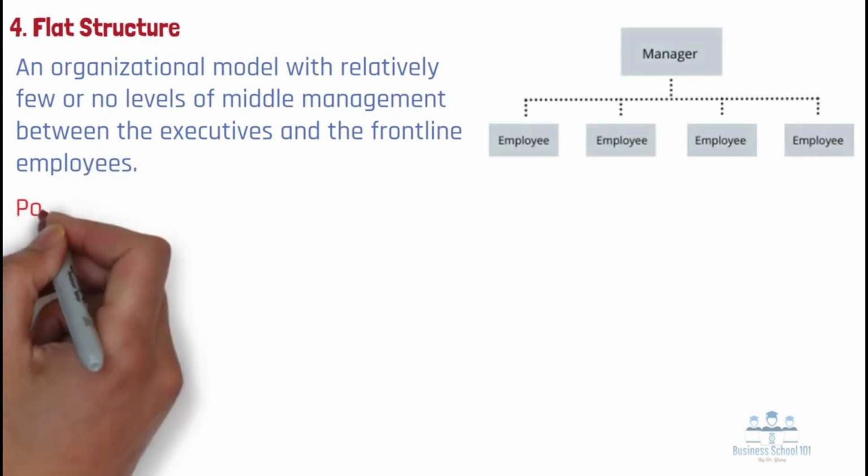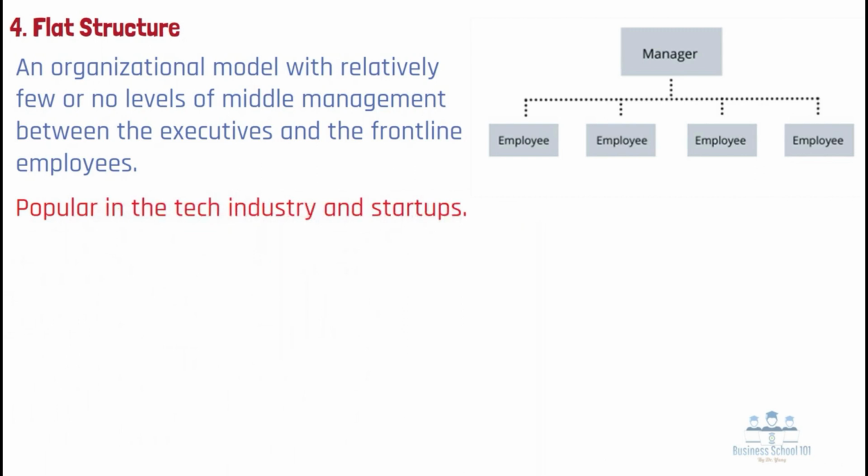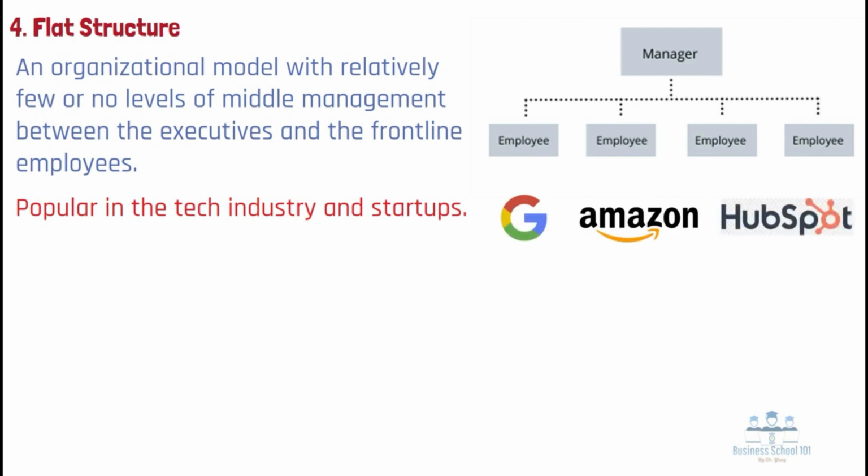This organizational structure is common in the tech industry, which is home to many small startups with flexible work arrangements. Some examples of companies that have adopted a flat organizational structure are Google, Amazon, and HubSpot. These companies share a common value in employee empowerment and satisfaction. They also operate in extremely fast-moving industries that require quick adaptation to succeed in their respective markets.